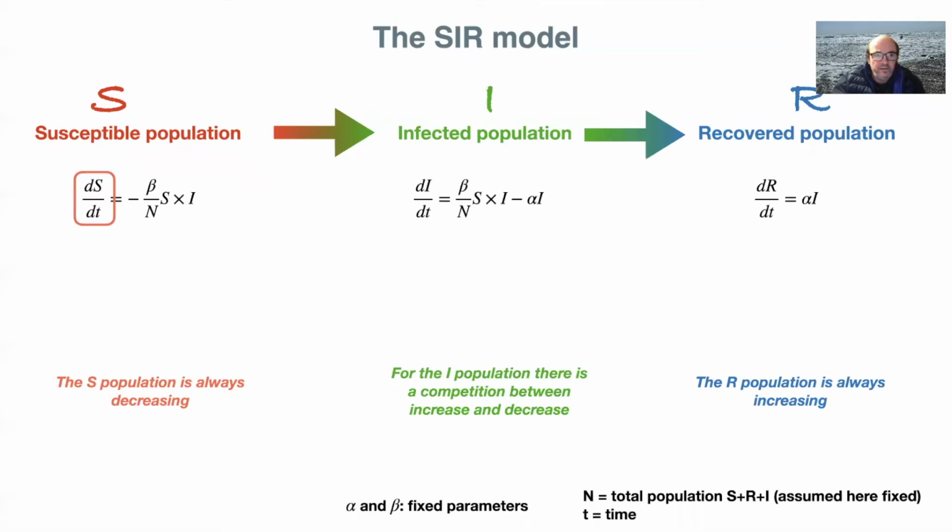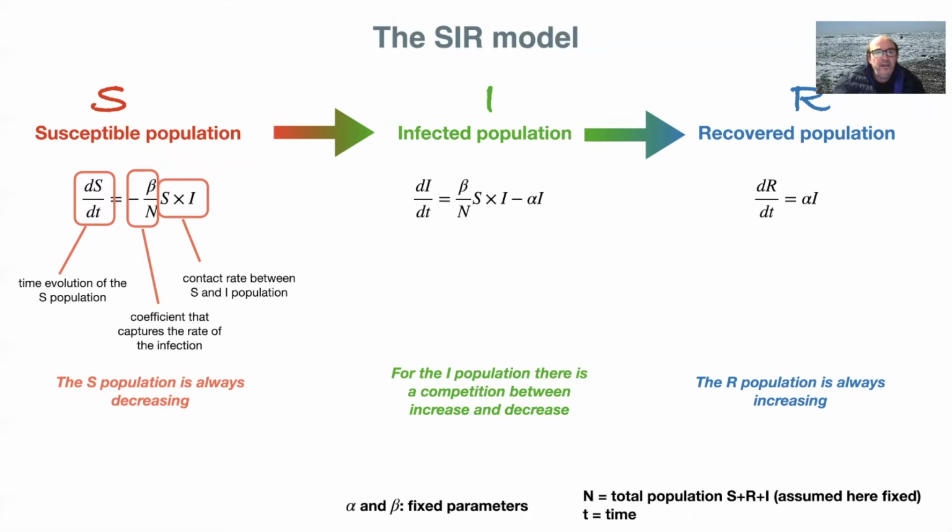First, the evolution of the S susceptible population. You have a coefficient, which is beta over N. N is the total population, and beta and alpha are fixed parameters. This coefficient expresses the rate of the infection. You have a multiplication of S by I, which corresponds to the contact rate between the S and I populations. Then for the recovered population, you can see the time evolution of R.